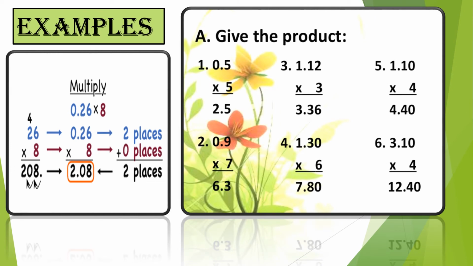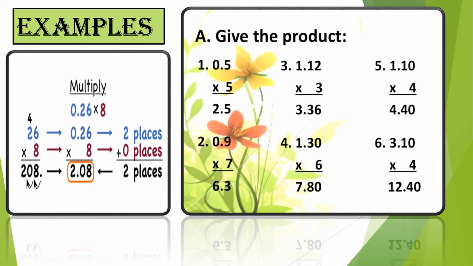Now let us see some examples. You're multiplying the decimal number 0.26 into 8. So just multiply the numbers, that is 26 into 8. So you get the answer 208. Now the decimal is after two places. So you will just see the answer and from the right just place the decimal after two places. So the answer will be 2.08.